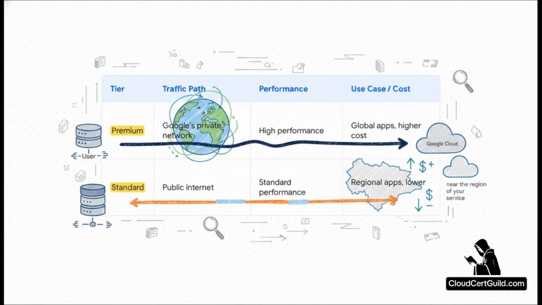Now, to solve this, we need to understand a key suspect: network tiers. With the premium tier, your users' traffic gets onto Google's awesome private network as fast as possible. This is great for global apps needing low latency everywhere, but you pay a higher price for that egress. Then there's the standard tier. This keeps traffic on the public internet longer, and it only enters Google's network close to your service region. It's perfect for regional apps, and you guessed it, comes with a much lower egress cost.